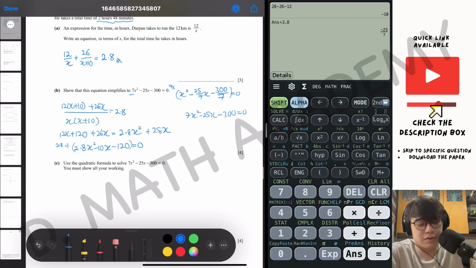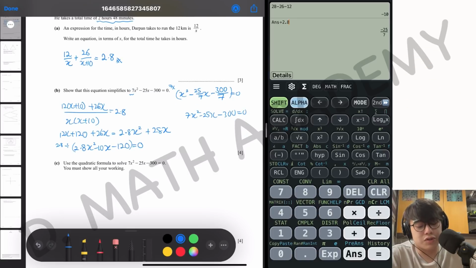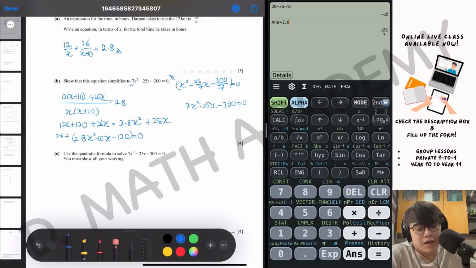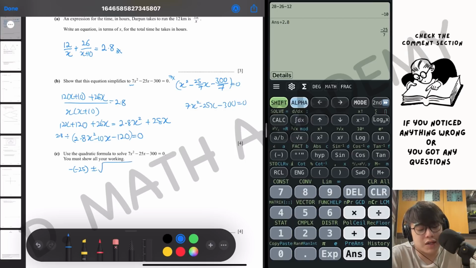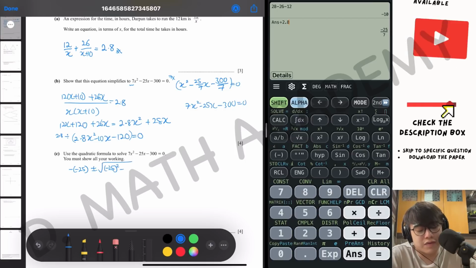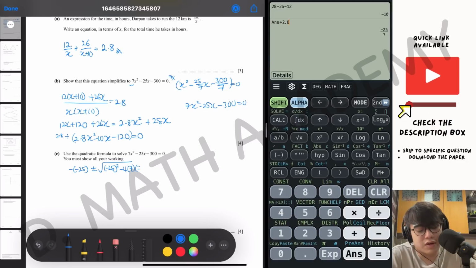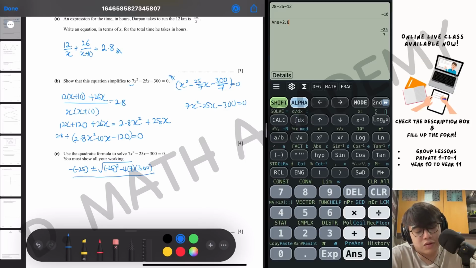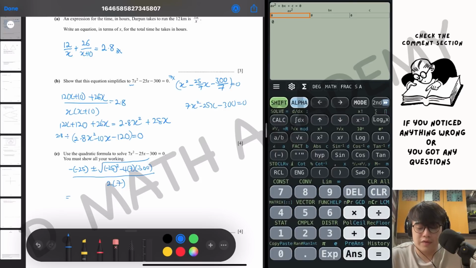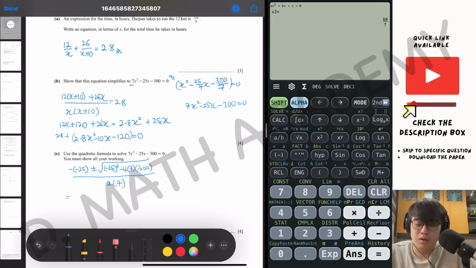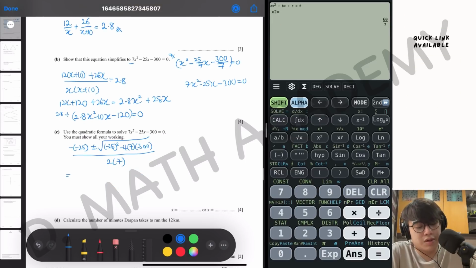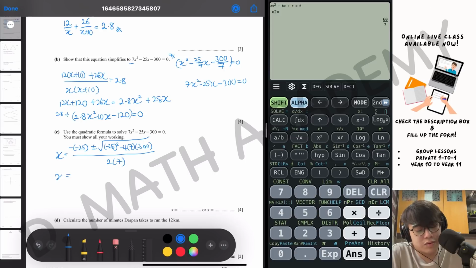Moving on to the last part. Using the quadratic formula, you must show your workings. You don't have a choice. Negative b, which is negative 25 here, plus minus the square root of b squared, which is negative 25 squared, minus 4 times 7 times negative 300, over 2a. So you get 7, negative 25, negative 300. Then you get your answer as x equals. They want us to use the formula, so you must show all the possible steps here.